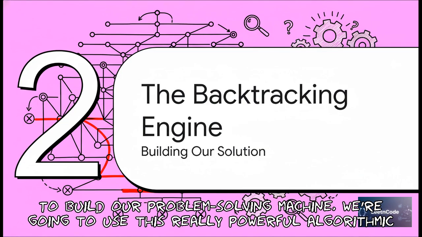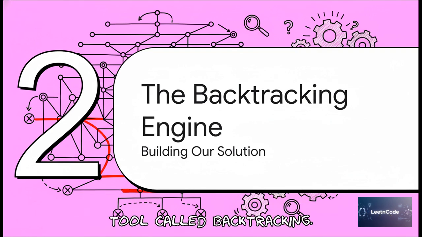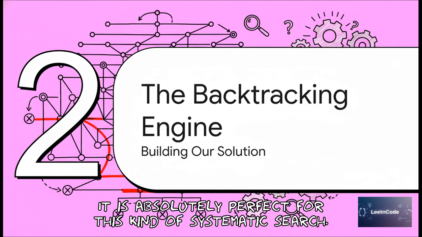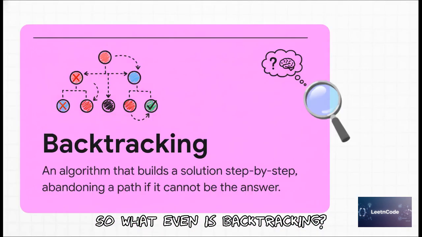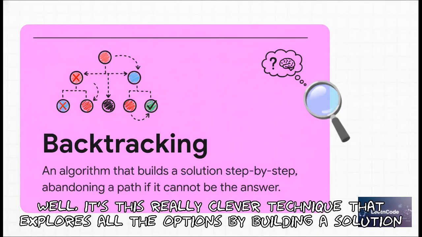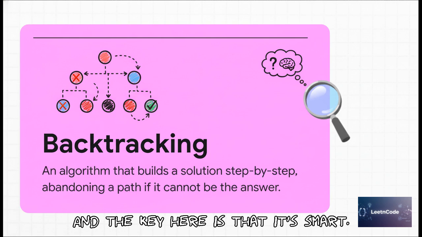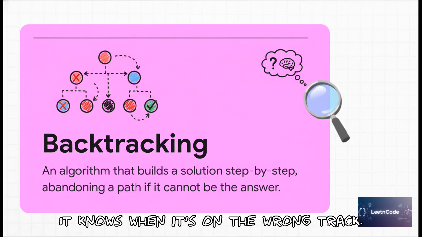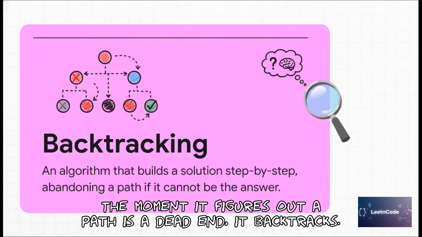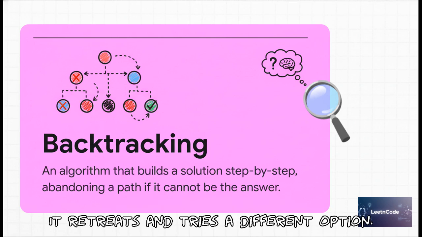To build our problem-solving machine, we're going to use this really powerful algorithmic tool called backtracking. It is absolutely perfect for this kind of systematic search. So what even is backtracking? Well, it's this really clever technique that explores all the options by building a solution one step at a time. And the key here is that it's smart. It knows when it's on the wrong track. The moment it figures out a path is a dead end, it backtracks, it retreats, and tries a different option.